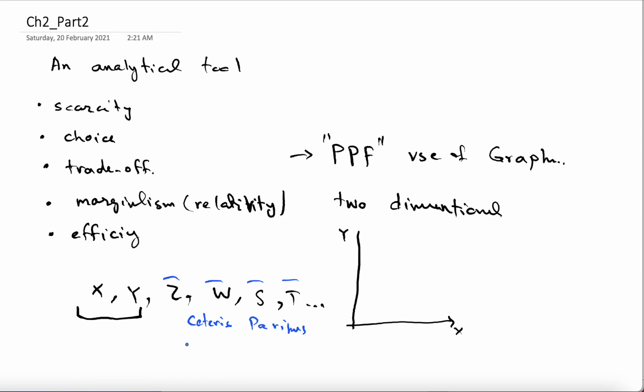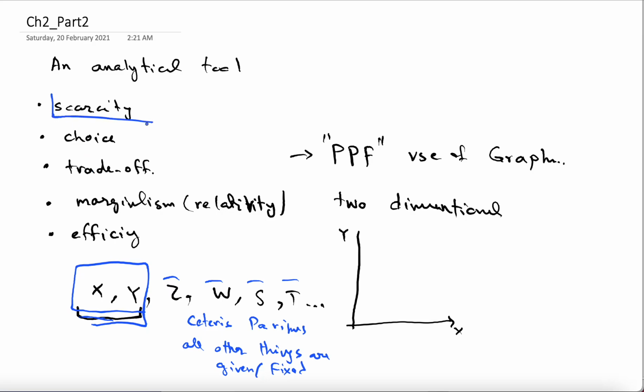So we assume that all the other things, the decisions, are made. They are all given or fixed. And we are trying to see what would be the combination of x and y, which, based on the scarcity, we can make or we cannot.